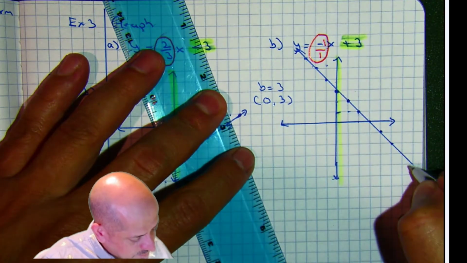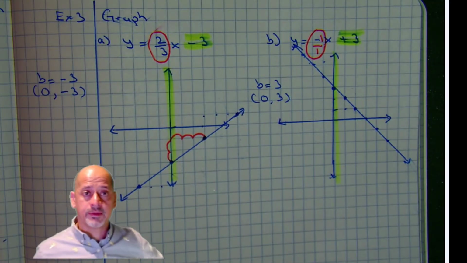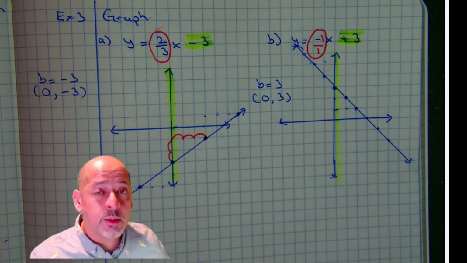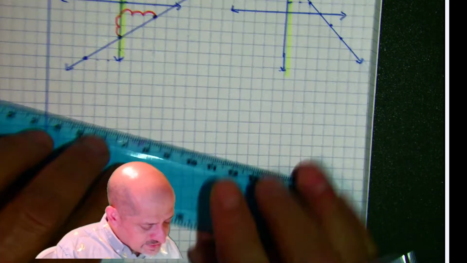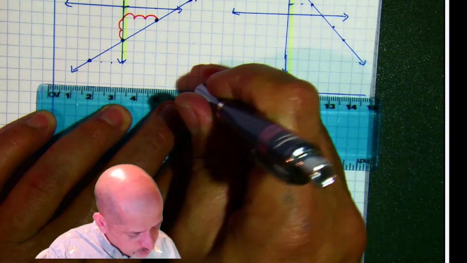And notice that my slope is negative. My line is going negative, so that matches. Perfect. And the last example for today, example number 4, is going to be a little bit more work, because the equation that I'm going to give you is not going to be in slope-intercept form.